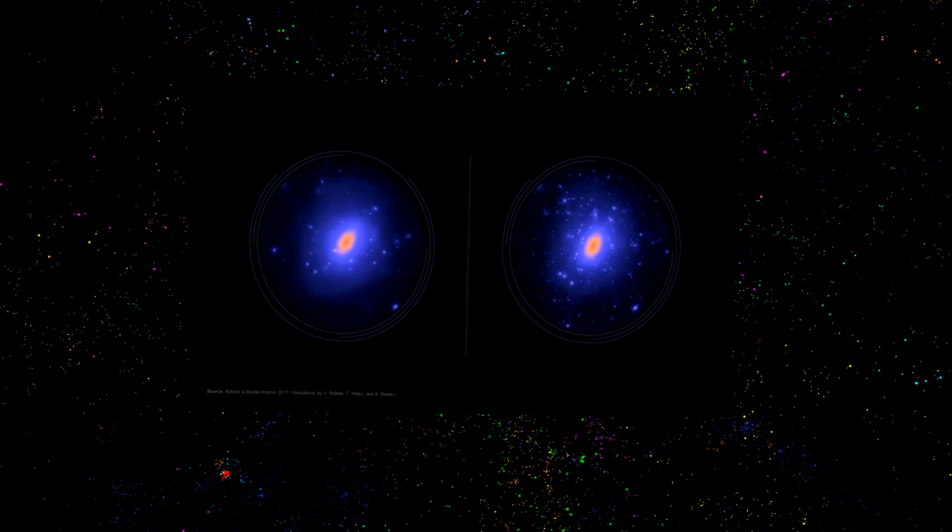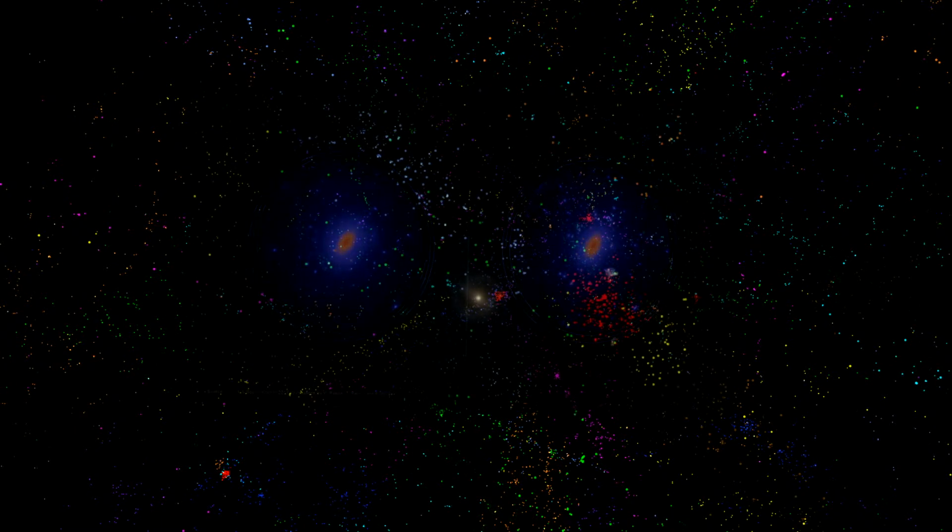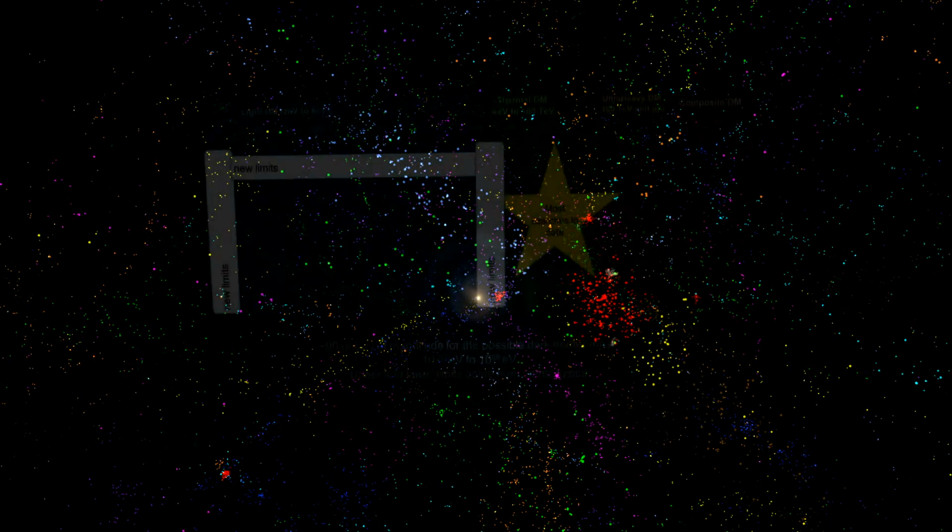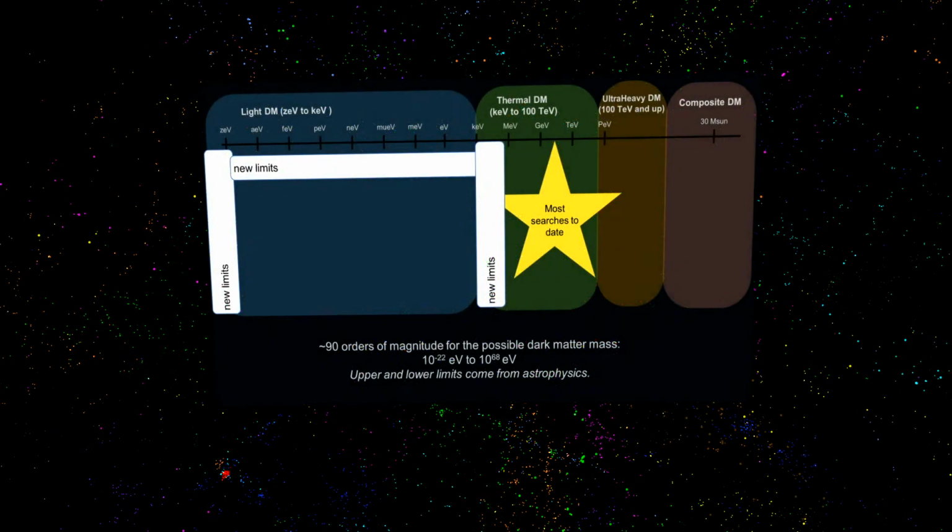And if we go back to that limit plot, there we go. If we go back to this plot, you remember these 90 orders of magnitude for the possible dark matter mass. Just by looking at these tiny galaxies, we can actually put new limits in this space. And it's a little bit complex to explain why the limits are in these different places, but the one that you see right in the middle, the one that says new limits in the middle there, that is basically saying that dark matter can't be too warm.